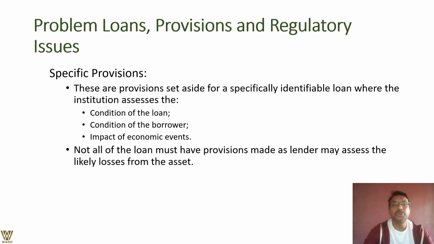Specific provisions are set aside for specifically identifiable loans where the institution can assess the condition of the loan, the condition of the borrowers, and the impact of the economic event. Not all loans must have provisions made, as lenders may assess the likely loss from the asset. This is what we need to understand every now and then.